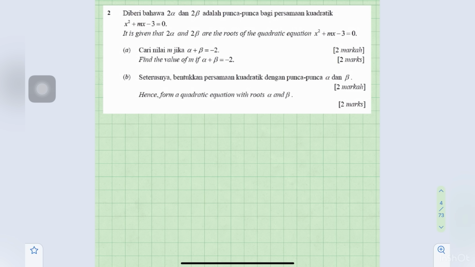Okay, next question number 2. It is given that 2 alpha and 2 beta are the roots of the quadratic equation x squared plus mx minus 3 equals 0. Okay, (a) is find the value of m if alpha plus beta equals negative 2.